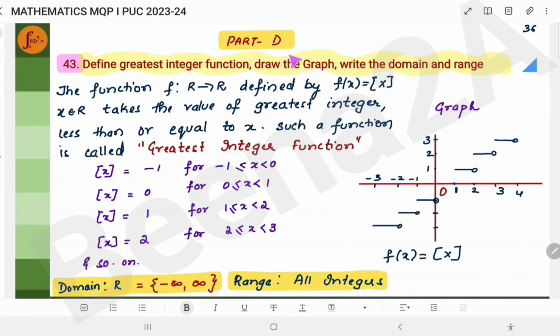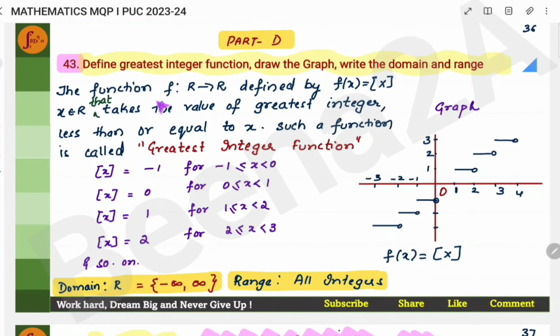Now we look at part D related problems. First one, define greatest integer function, draw the graph, write the domain and range. So greatest integer function is nothing but a function from real number to real number, which takes the value of greatest integer less than or equal to x, right? Now, how do you draw the graph?